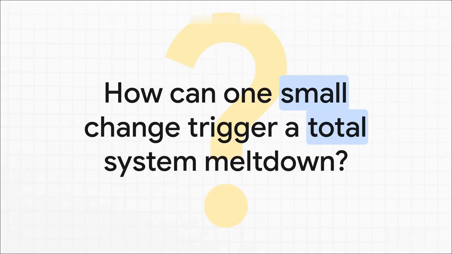All right, let's kick things off with a question that I guarantee keeps every development team up at night. On the surface, it seems so simple, right? But the consequences? They can be absolutely massive. How on earth can one tiny little data change trigger a total system meltdown?